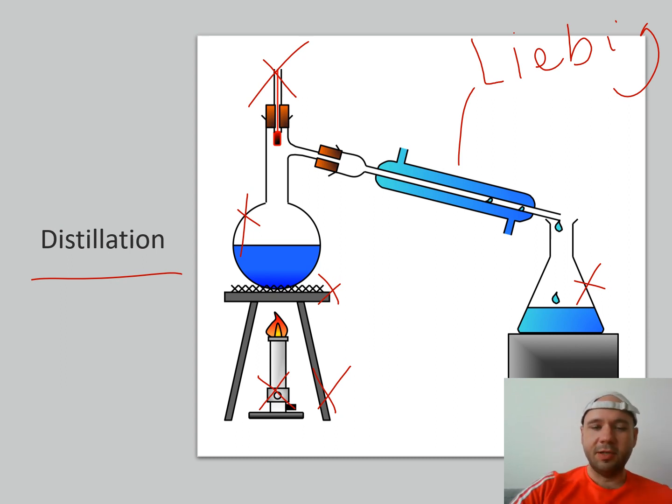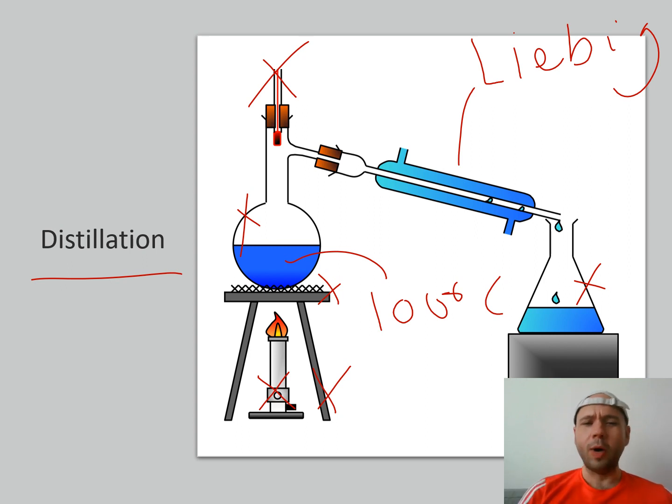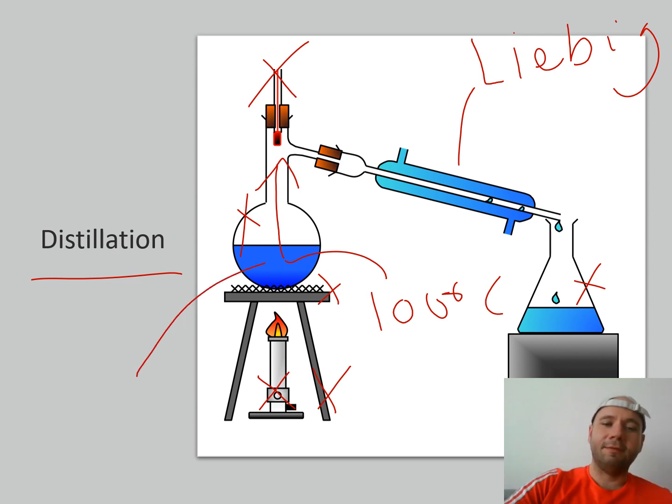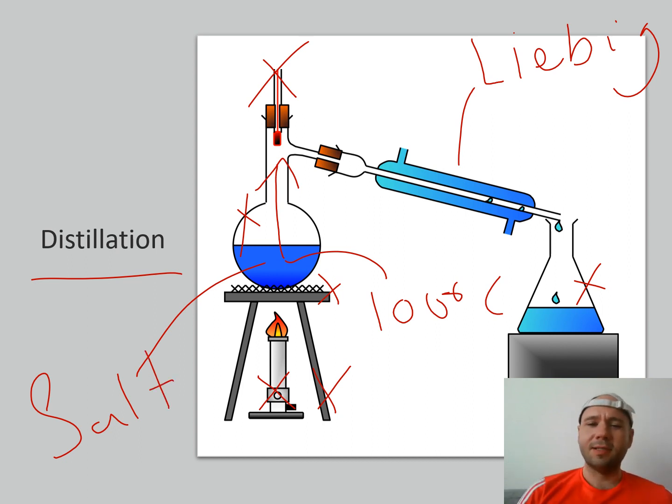Okay, so we're going to place our solution, our salt water, into the flask, and we're going to heat that to 100 degrees Celsius. Why do we heat the solution to 100 degrees? Because the water's boiling point is 100 degrees. Therefore, it should turn into a gas at 100 degrees. What will be left behind in the flask will be the salt. Why is the salt left in the flask and not evaporate like the water? Well, the boiling point of the salt is much, much higher than that of water, hence why the salt remains behind in the flask.